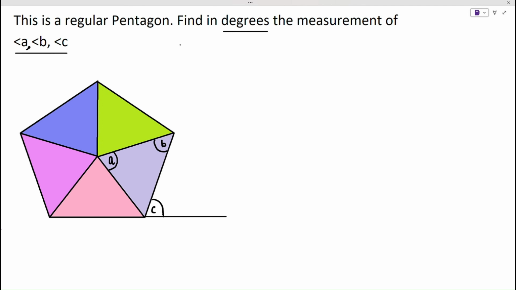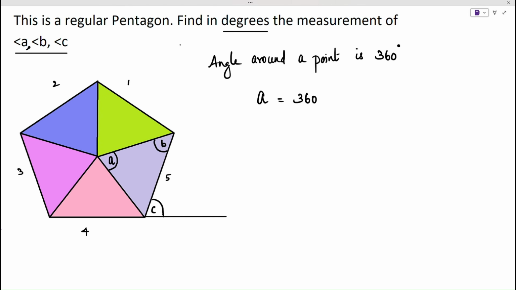The first thing that we're going to do in approach to this question is we're going to find angle A. So as we can see, our pentagon is split into 5 equal triangles. And we know that the angles around the point add up to 360 degrees. This point that we're going to take is the center of our pentagon, where all 5 triangles meet. And so, to find the angle of A, we divide 360 by 5.